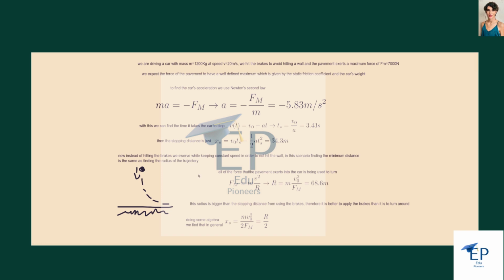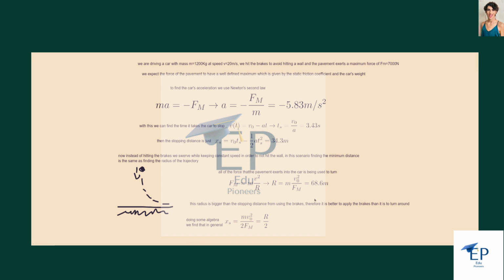Because of this, all of the force that the pavement exerts on the car is what's being used to turn the car around. So we set the centripetal force equal to the maximum pavement force: Fm equals mv squared over r. From here we can find the radius: m v0 squared over Fm is 68.6 meters. We see this is bigger than the stopping distance if we just apply the brakes.